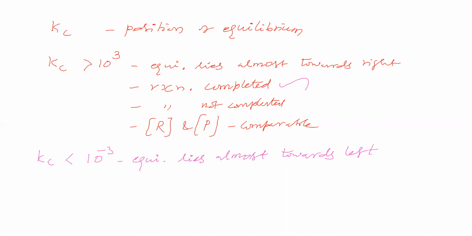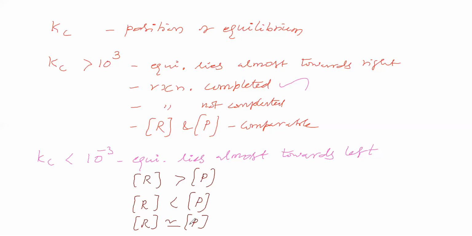Now, is the concentration of reactant greater than the concentration of product, or less than, or are they comparable? What shall we say for this? Equilibrium lies almost towards the left. Okay, you are saying that the reactant concentration is greater. Reactant concentration is greater means the reaction is not over. That is the meaning, no? The reaction is not at all over. Okay.